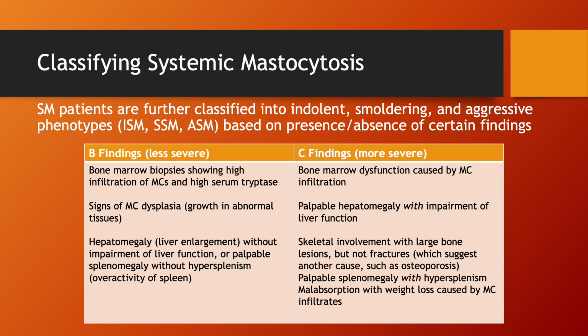Now, the C findings are more so just more severe versions of this. So you could have bone marrow dysfunction that is caused by that mast cell infiltration. You could have hepatomegaly with impairment of liver function. And you can also have skeletal involvement with bone lesions. And you can have splenomegaly with hypersplenism. So yeah, these are the B findings, these are the C findings.